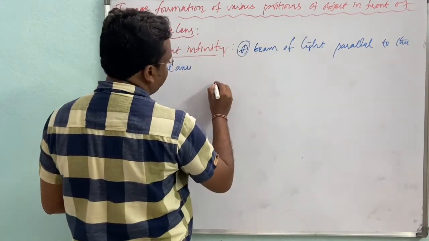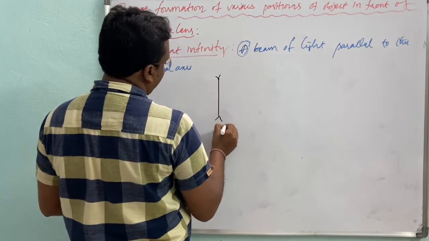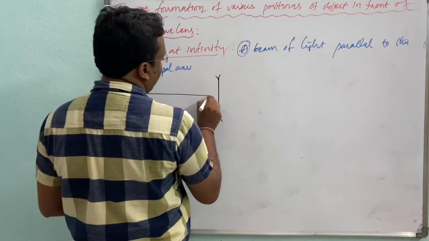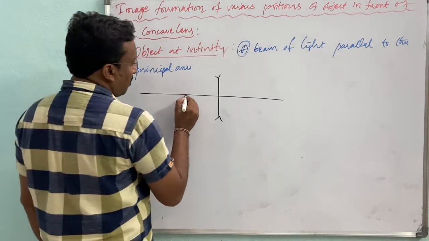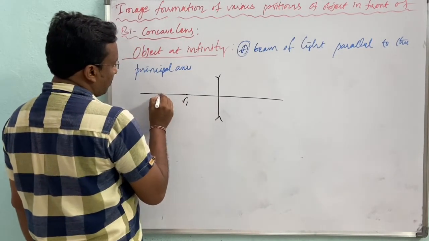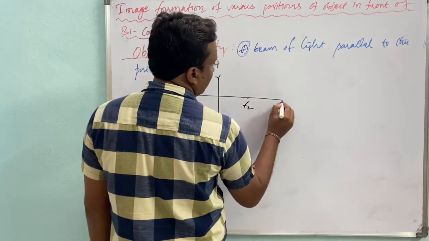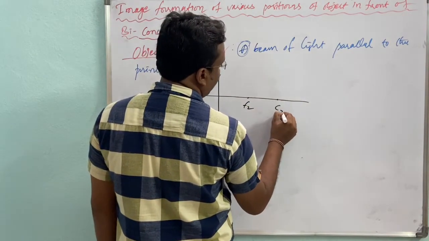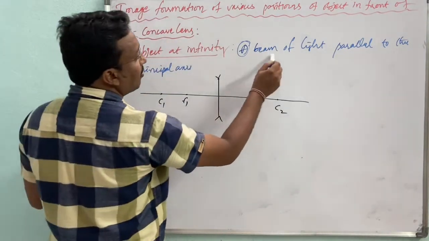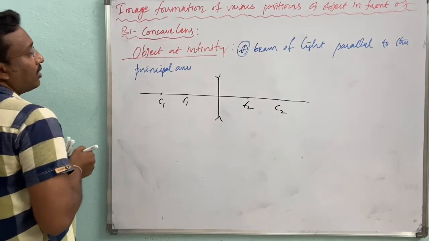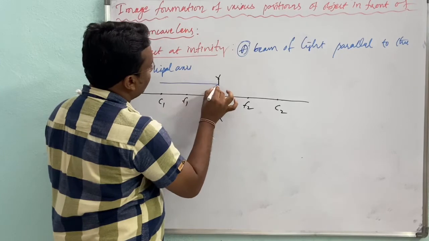Then a concave lens, focus, center of curvature, focus, center of curvature. Here a beam of light is parallel to the principal axis.